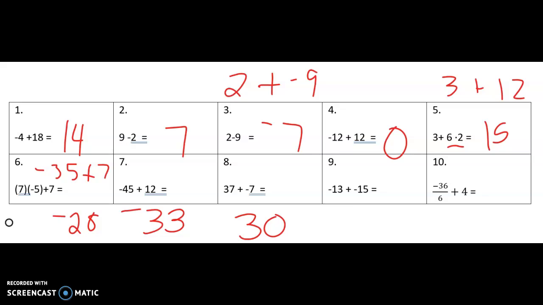Number 9, like signs add, 28. Like signs add, take sign, it's a -28. Number 10, order of operations, do division first. -36 divided by 6, there's a lone negative, so it will be -6 plus 4, and -6 plus 4, unlike sign subtract, I get 2, take sign of larger looking, which is -2.